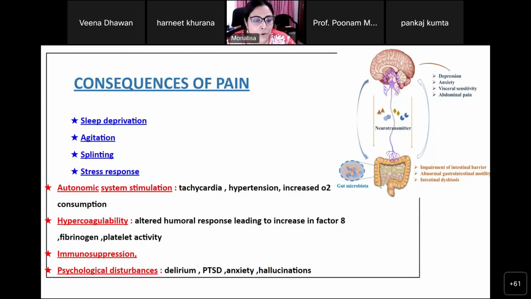It can also cause autonomic system stimulation, tachycardia, hypertension, increased oxygen consumption, increased hypercoagulability, altered humoral response, leading to increase in factor VIII, fibrinogen, and platelet activity. It can also lead to immunosuppression, psychological disturbances like delirium, PTSD, anxiety, hallucination. So we need to deal with this pain associated with ECMO.